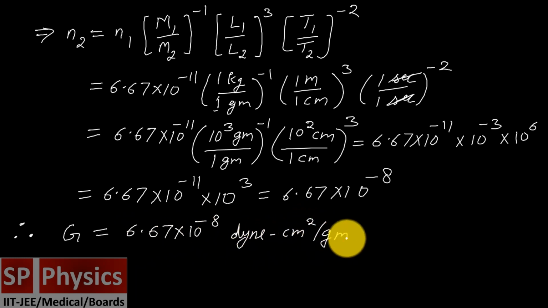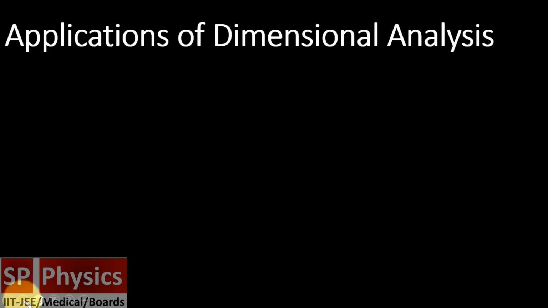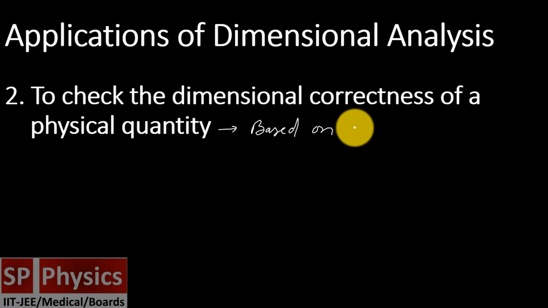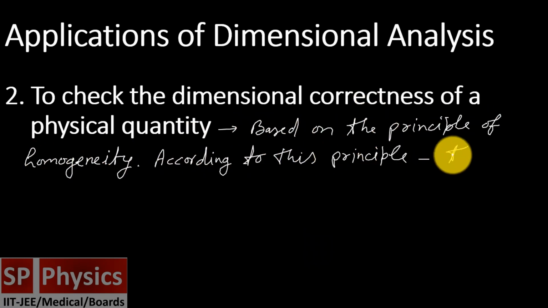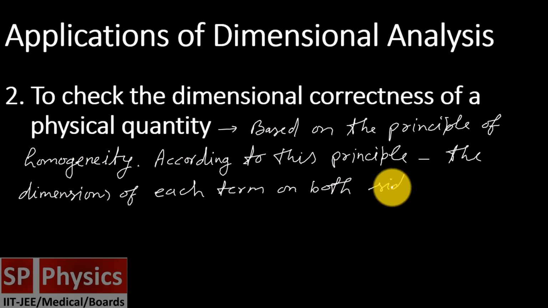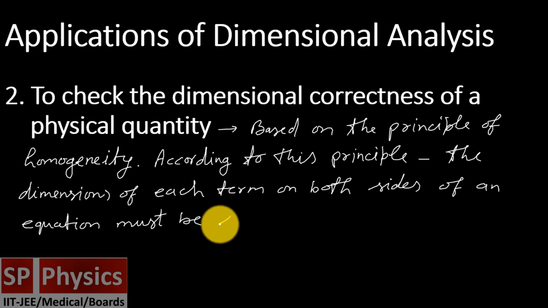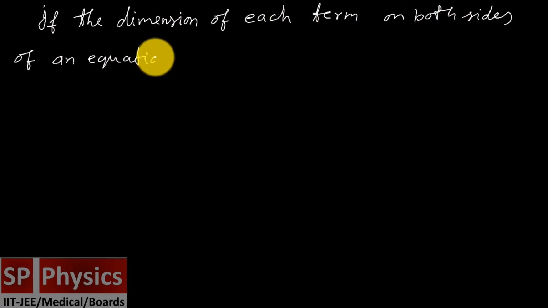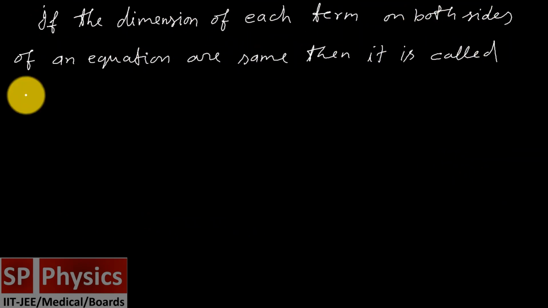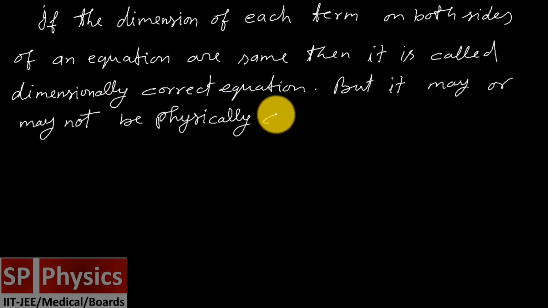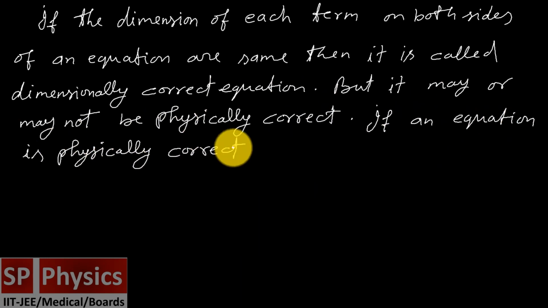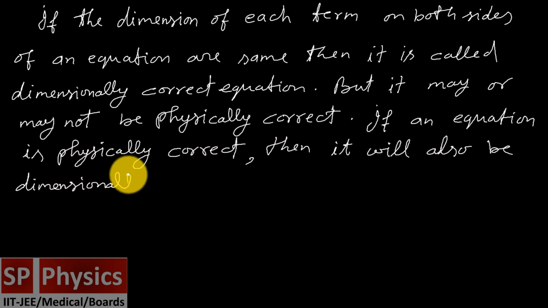Now, the second application is to check the dimensional correctness of a physical quantity. This is based on the principle of homogeneity. According to this principle, the dimensions of each term on both sides of an equation must be the same. If the dimensions of each term on both sides of an equation are the same, then it is called a dimensionally correct equation. But it may or may not be physically correct. If an equation is physically correct, then it will also be dimensionally correct.